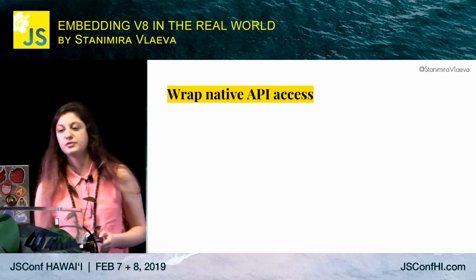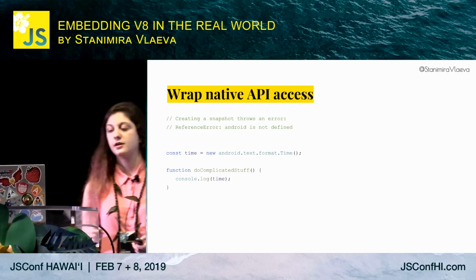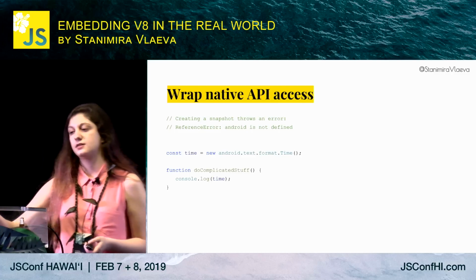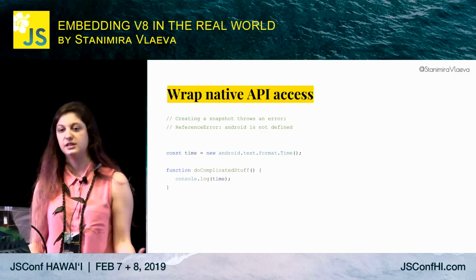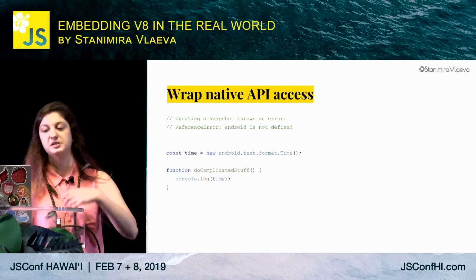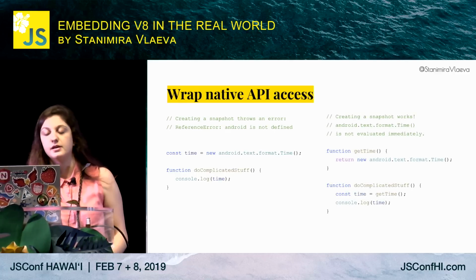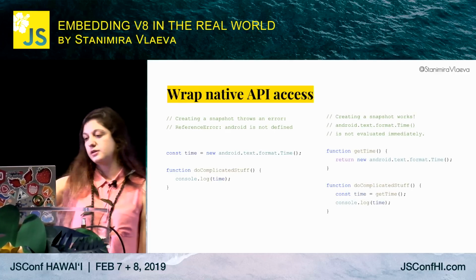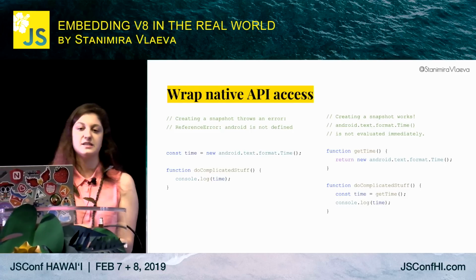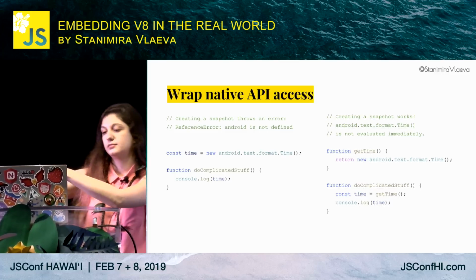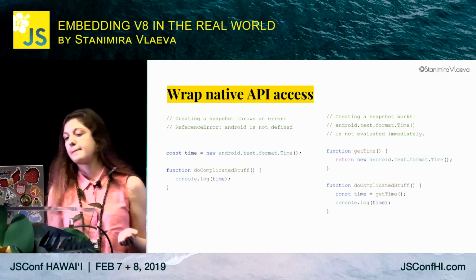So how can we solve that? First, we can wrap native API access. Here, obviously, we're trying to access new Android text format time. And if we execute that in a bare context without metadata, without JNI, we don't have Android. So this is going to throw an error. The way to fix that is just to wrap that in a getter function and get the time lazily inside the other function that does some complicated things. That's the whole deal.